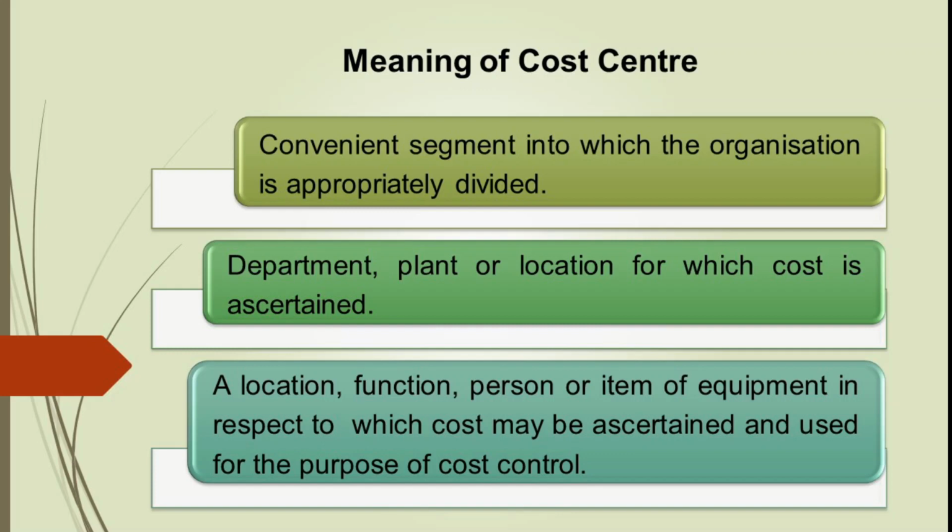Now coming to cost center. Cost center refers to any place, person, machine, section, activity or function within an organization by which costs are collected or accumulated and to which costs are allocated. Cost center is a convenient segment into which an organization is conveniently divided for the purpose of cost allocation. A cost center is the smallest segment for which costs may be ascertained and used for the purpose of control.